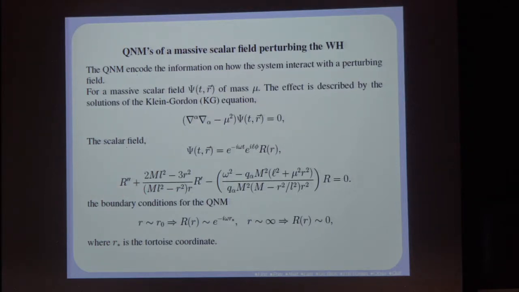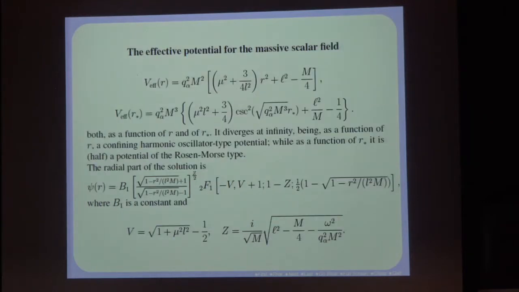Of course, we have to apply the appropriate boundary conditions, and in this case, at the throat, we consider that there are only ingoing waves, and at infinity, we have to take into account that we have de Sitter space. So we ask that at infinity the perturbation disappears, right? So applying these boundary conditions, we solve the equation.